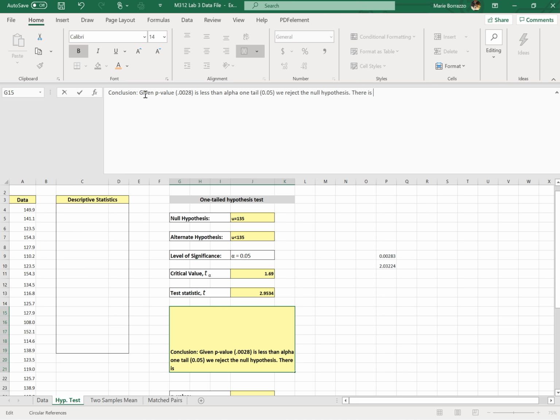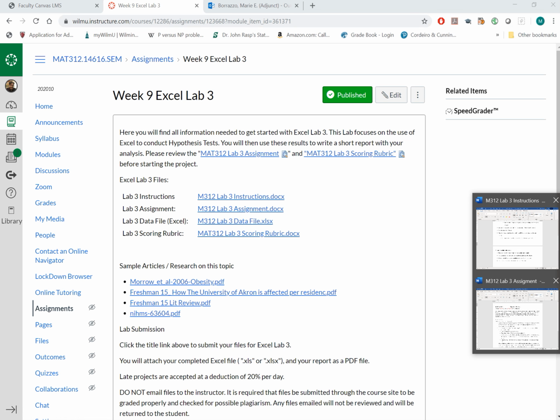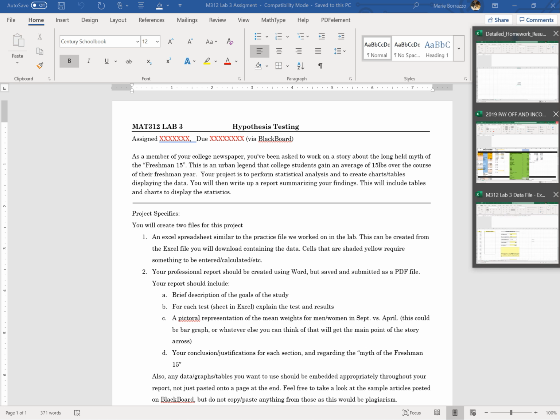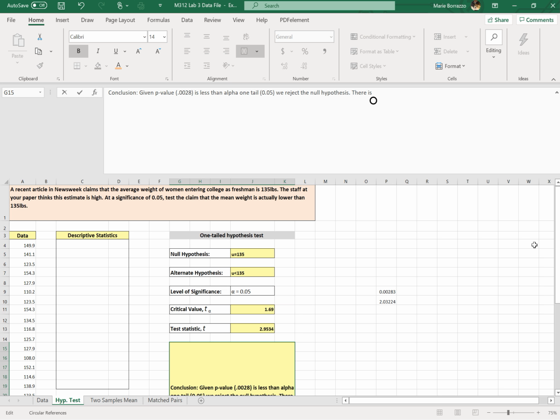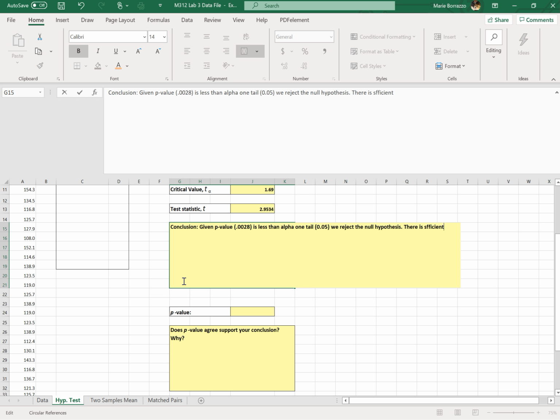But what was the claim originally in this question? I forgot. Let me go back. In our question, what was the claim? Where are we? That's not the question. This is the question. Okay, here's our claim. Test the claim that it's lower than. So there's sufficient evidence to support the claim. So that's what we would conclude.